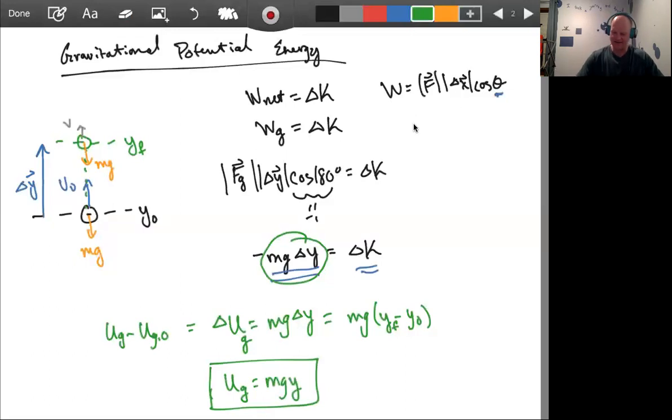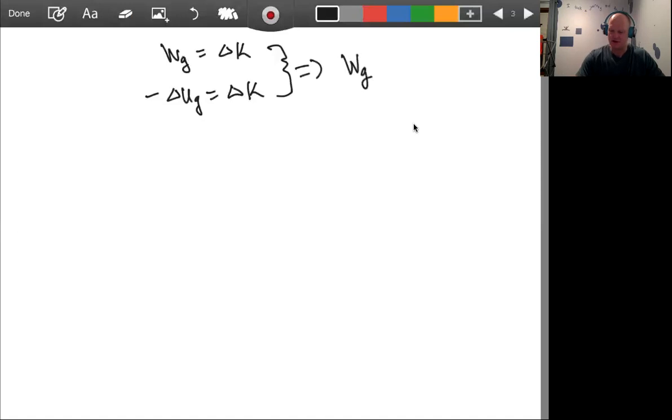Now, the other thing we can get out of this is that since the left-hand side is simply equal to the work done by the gravitational force, this also tells us a relationship between the work and the change of potential energy. So again, what this says is that the negative of our change in gravitational potential energy is equal to the change in kinetic energy. So using these two things, what this also tells me is that work is equal to negative the change in potential energy, at least in the gravitational sense.